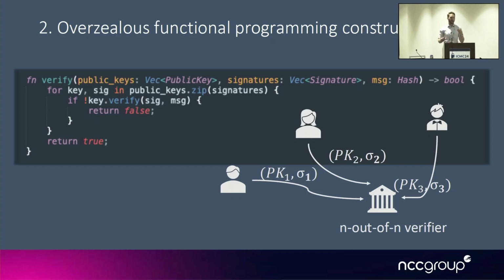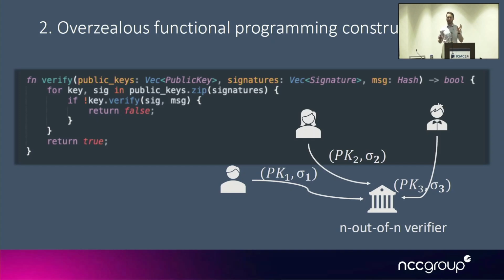Instead of having just one single public key and a signature for a message, we would have a number of them, and the verifier would require that all of them are correct in order for the message to be considered valid or verified.